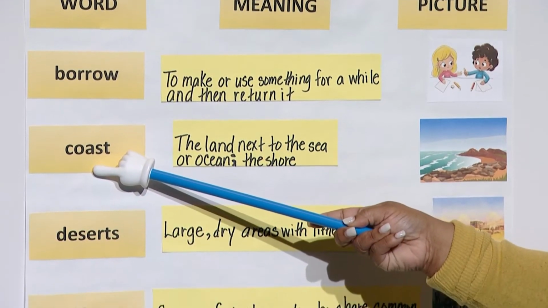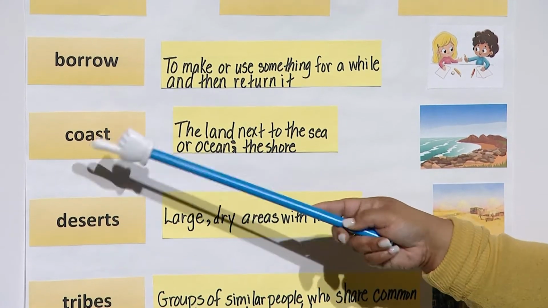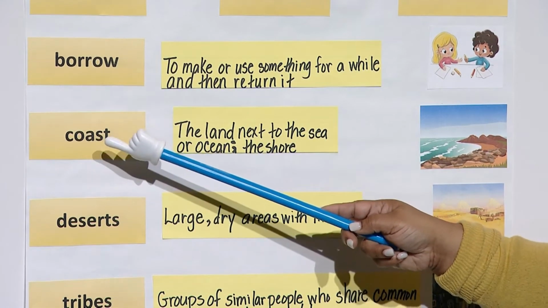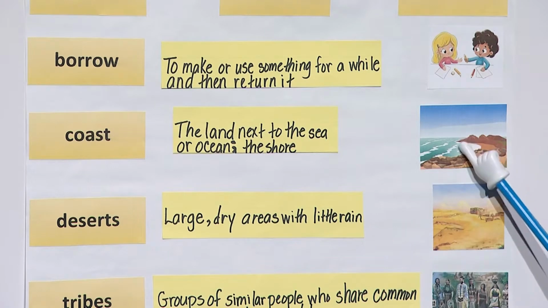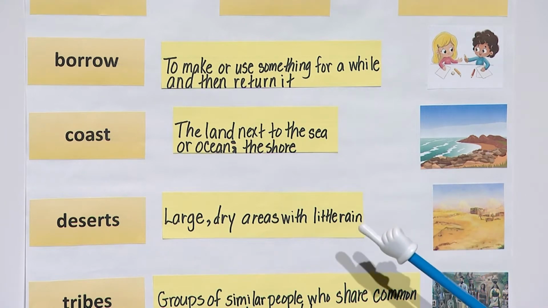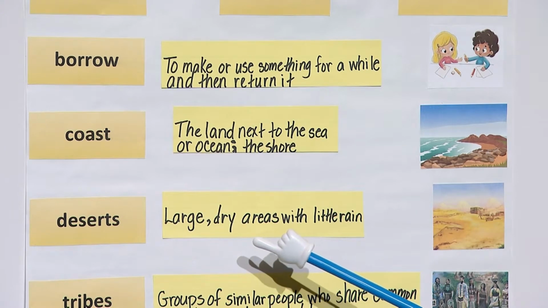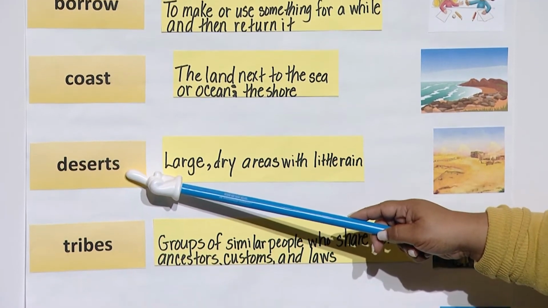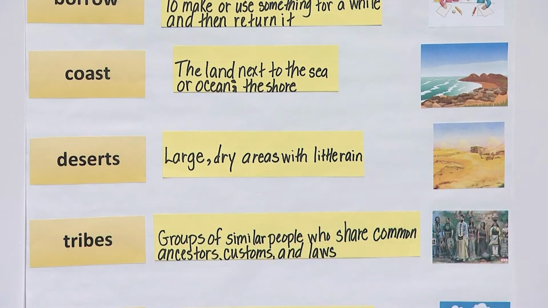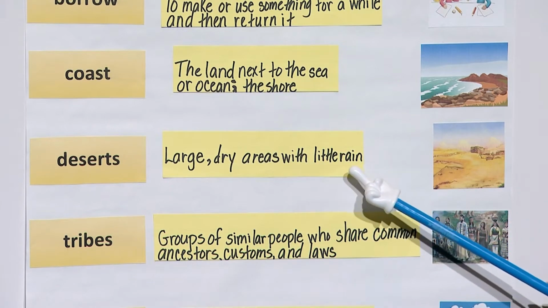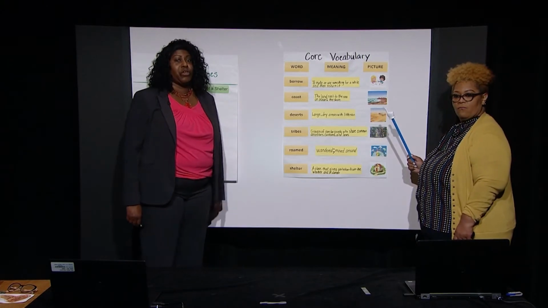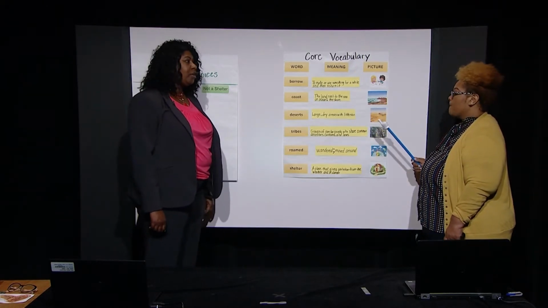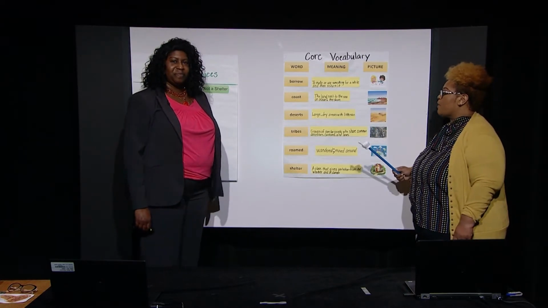Our next word, boys and girls, is coast. Say it with me. Coast. A coast is the land next to the sea or ocean. Another word for coast is the shore. Our next word is deserts. Say it with me, boys and girls. Deserts. Deserts are large, dry areas with little rain. Miss Nicole, if you visit the desert, you will need plenty of water because there is very little water in the desert. You are absolutely right, Miss Delphine.